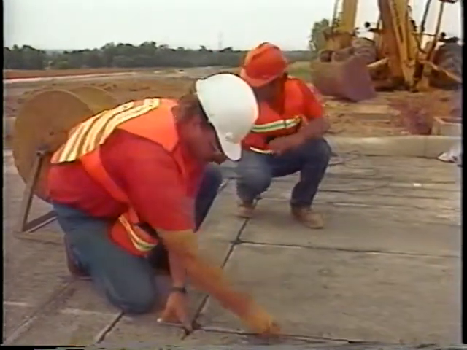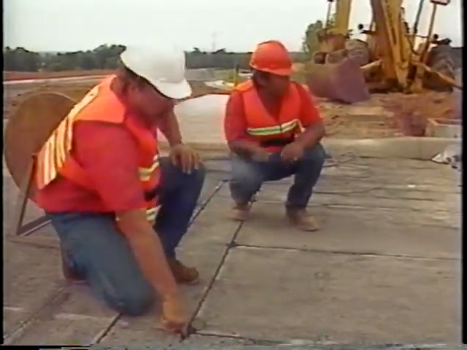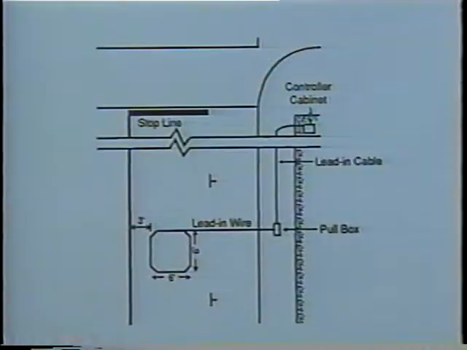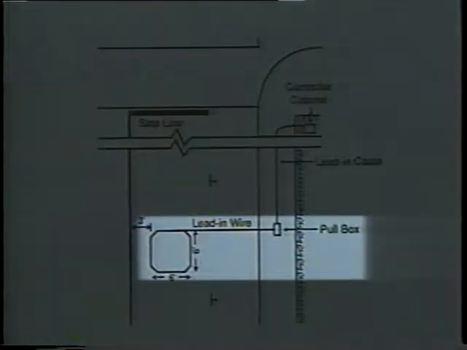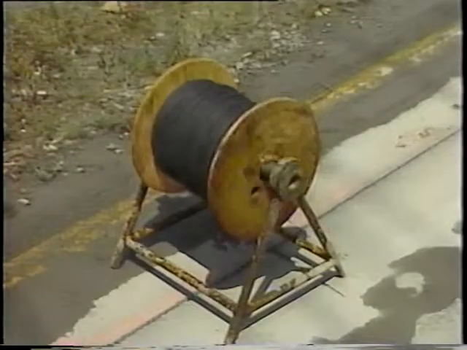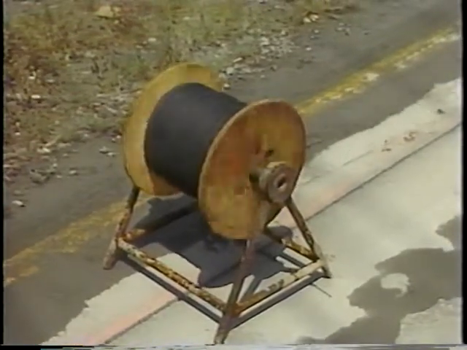Wire insertion is the next loop detector installation step. The loop must be one continuous wire, from the pull box through the curb, around the slot the correct number of turns, and back to the pull box. Check the supply reel to make sure there is enough wire before beginning.